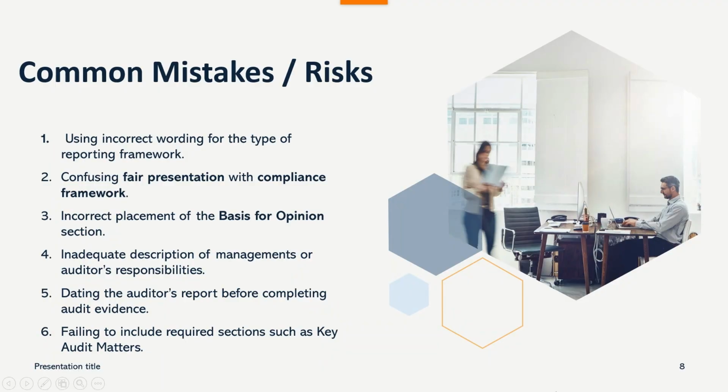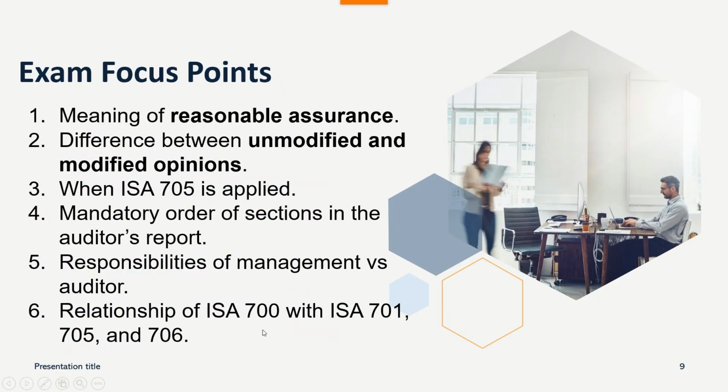There are several common mistakes made while applying ISA 700. These include using incorrect wording for the type of reporting framework, confusing fair presentation with a compliance framework, incorrect presentation of the basis for opinion section, inadequate descriptions of management or auditor responsibility, dating the auditor's report before completing the audit evidence, and failing to include required sections such as key audit matters.